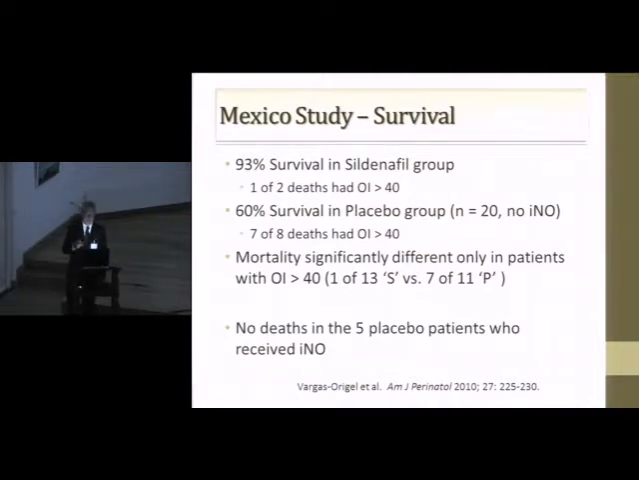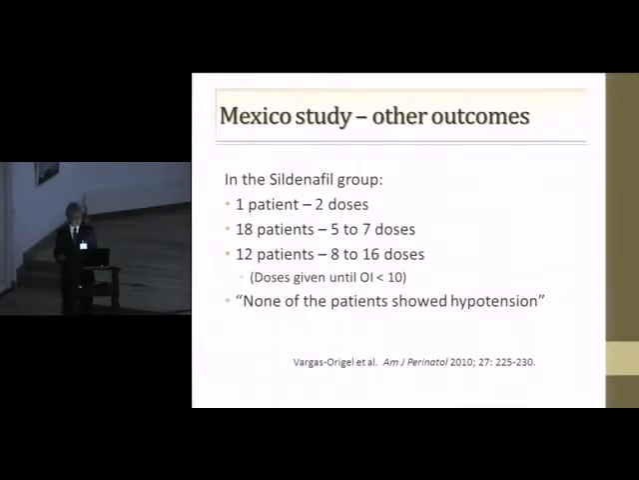And remember that towards the end of the study, inhaled nitric oxide became available. They gave that to 5 babies in the placebo group, and nobody died. So again, sildenafil seems to work in severe pulmonary hypertension in places that don't have inhaled nitric oxide or some other therapies.